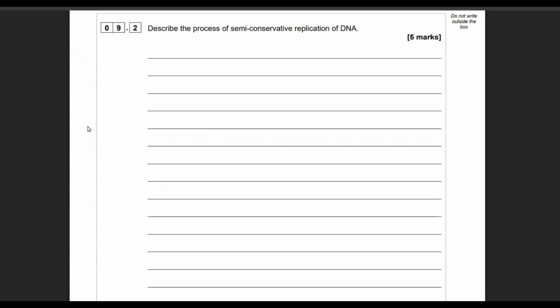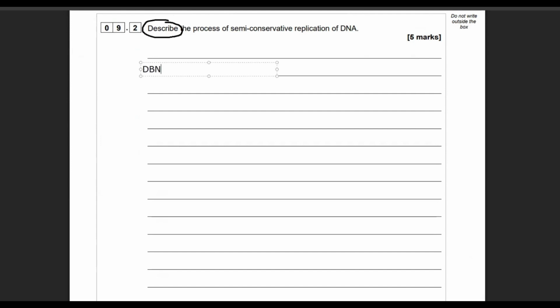Right, 9.2: describe the process of semi-conservative replication. Key word here is describe, we don't have to explain, guys. You've just got to say this. It should be dead easy. 5 bullet points. Go for it. Pause the video, have a go. All right, I'm going to go through.